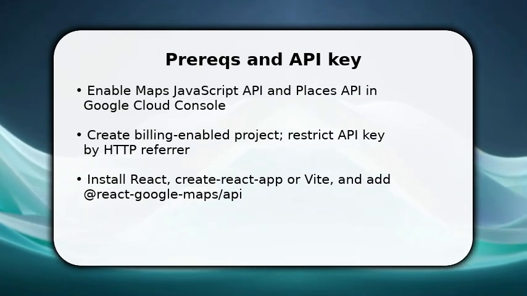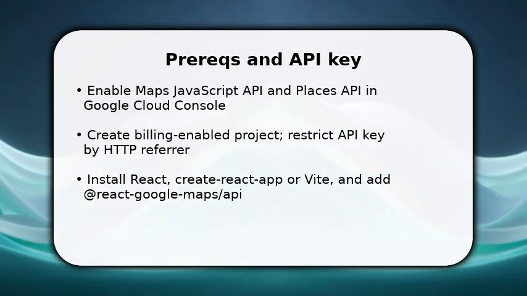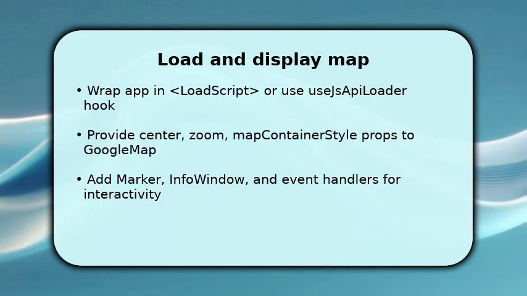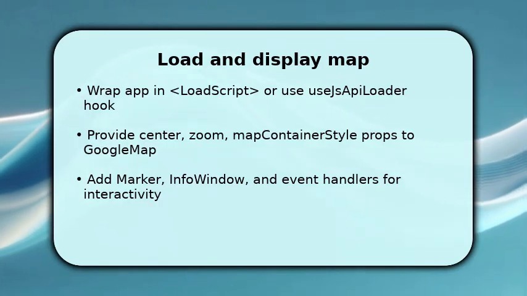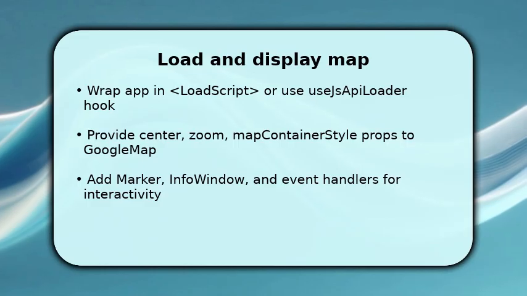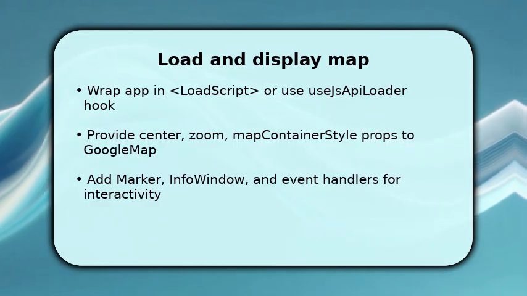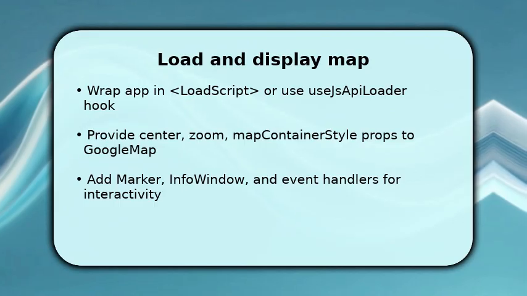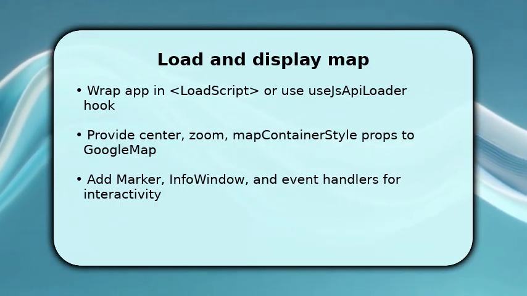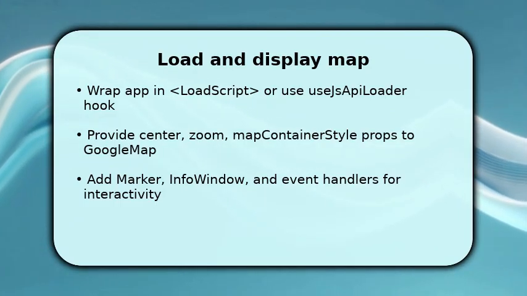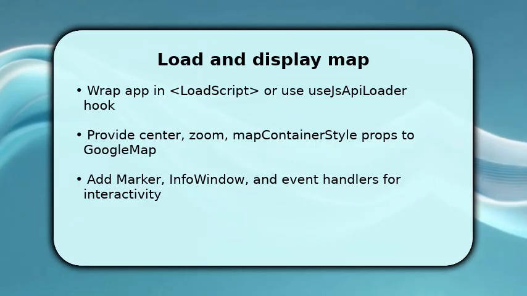You will load the Maps SDK using useJsApiLoader or LoadScript. This handles async script loading and error states. Once the SDK is ready, render GoogleMap with center and zoom, and pass a stable map container style to avoid reflows. Then add marker components for locations and attach onClick to open an info window.